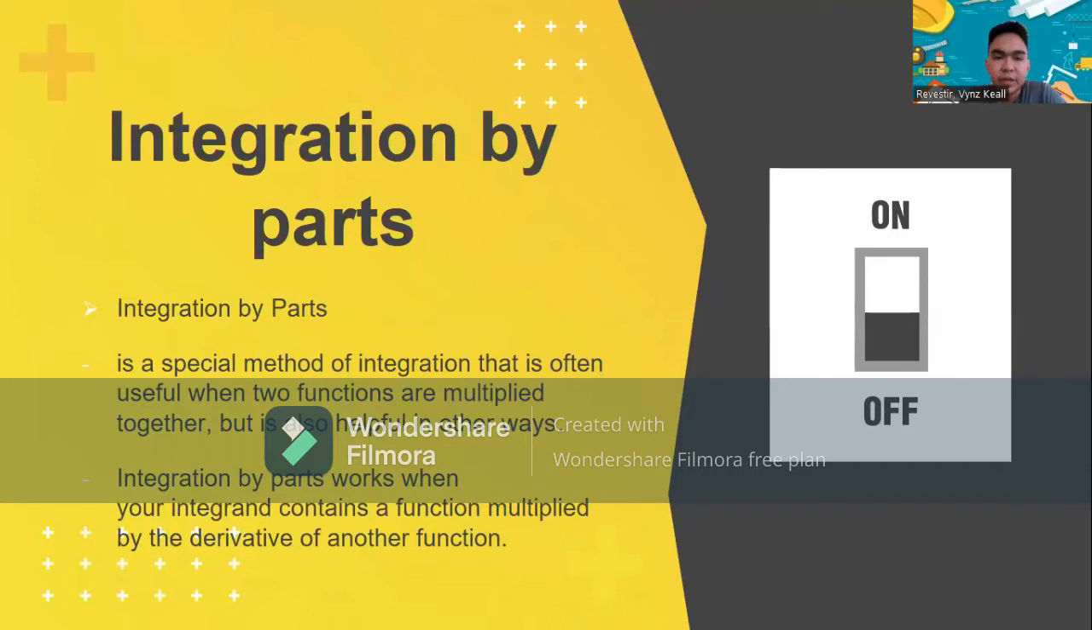Next, integration by parts. Integration by parts is a special method of integration that is often useful when two functions are multiplied together, but it's also helpful in other ways. Integration by parts works when the integrand contains a function multiplied by the derivative of a function.